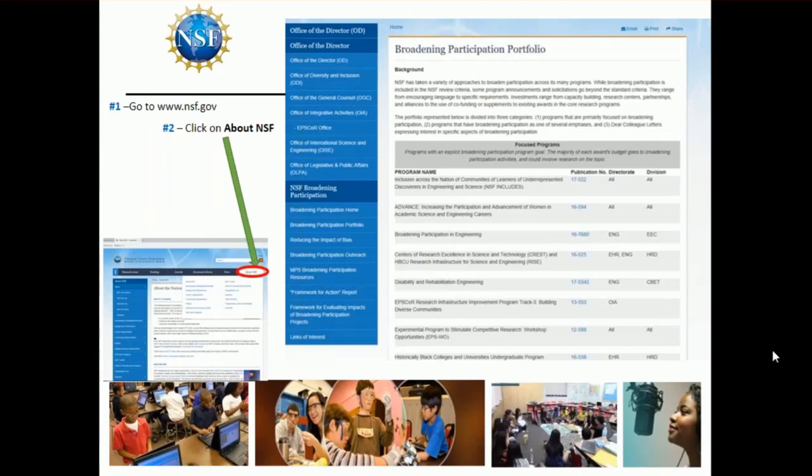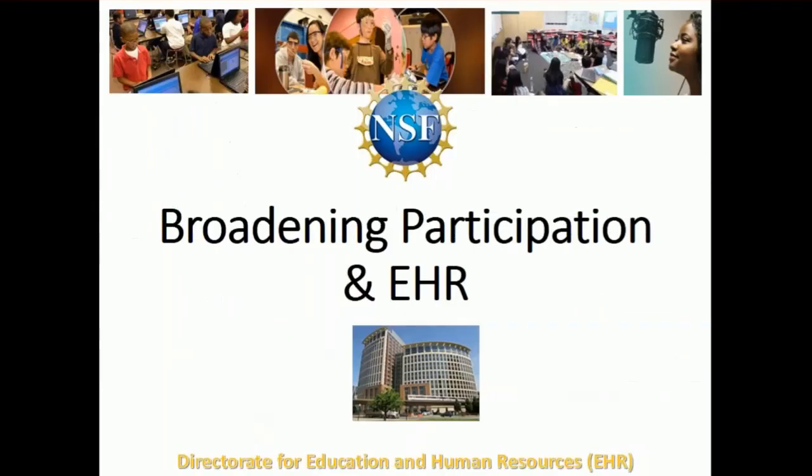When you click on that link, you'll see another drop down, and let's see if I can get us there. All right, it's going to say broadening participation / diversity. When you click on that third link, you'll go to this area on the right side of the slide, which is the home page for the broadening participation portfolio. On this page, you'll be able to see several different programs and opportunities that we offer.